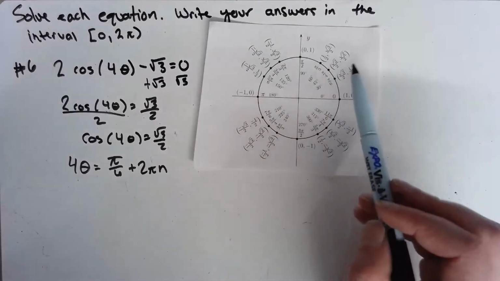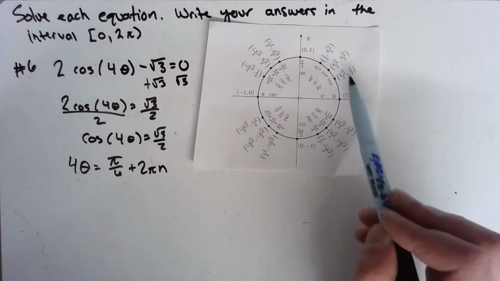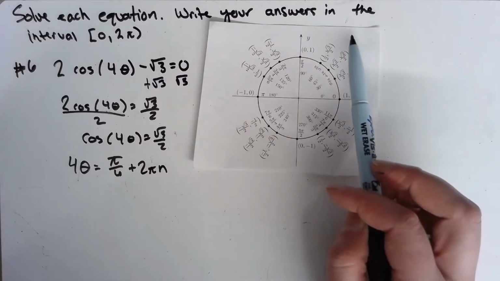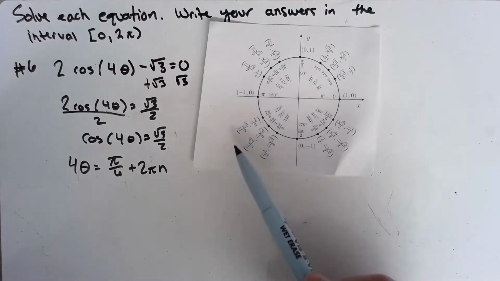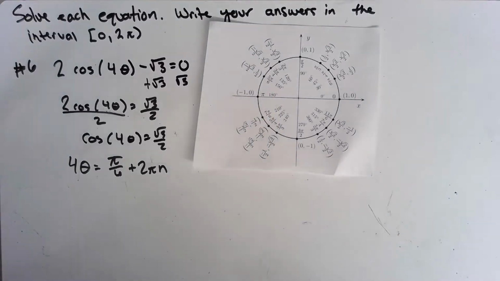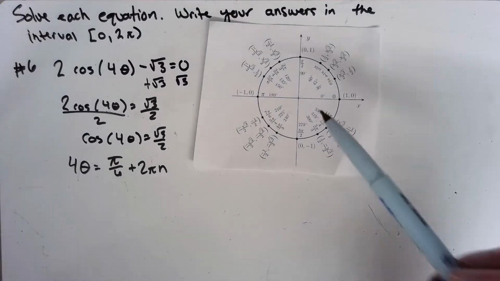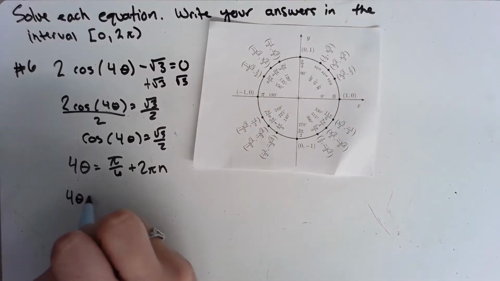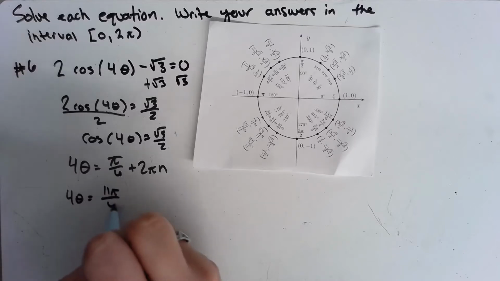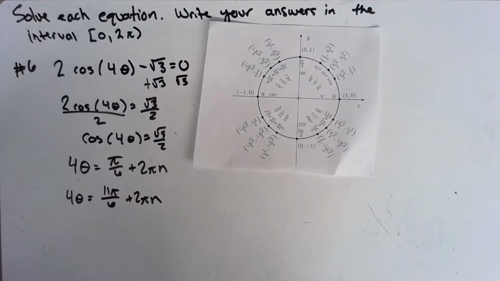Okay, our second one is going to be another spot where cosine is positive. So all are positive, sine is positive, tangent is positive, cosine is positive. So we're going to be at 11 pi 6. So 4 theta equals 11 pi 6 plus 2 pi n. Okay?